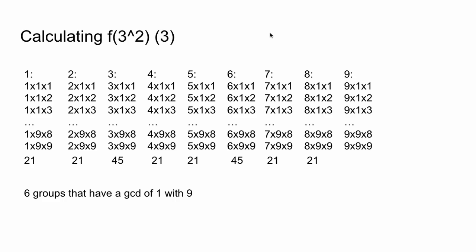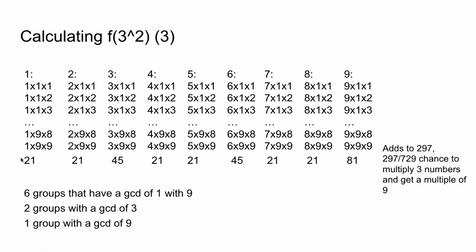The ninth group has 81 multiples because every number here is a multiple of 9, and there's 81 numbers. Two groups, sure. 81. So there's six groups of this kind, two groups of this kind, and then one group of this kind. So these add up to 297.